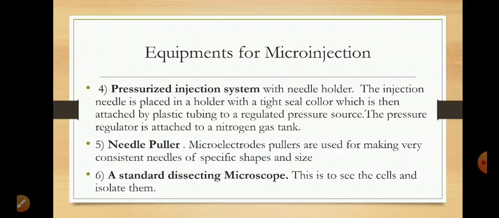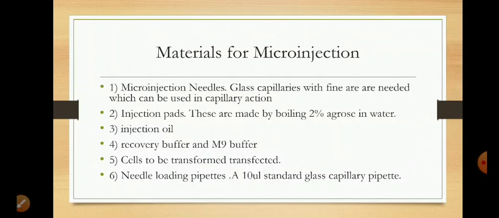And next is your standard dissecting microscope. It helps because we can see the cells under the dissecting microscope. We can isolate and choose the cells, and then we can transfer them to the inverted microscope. These are the materials: microinjection needles, injection pad, cells to be transfected, needle loading pipettes.